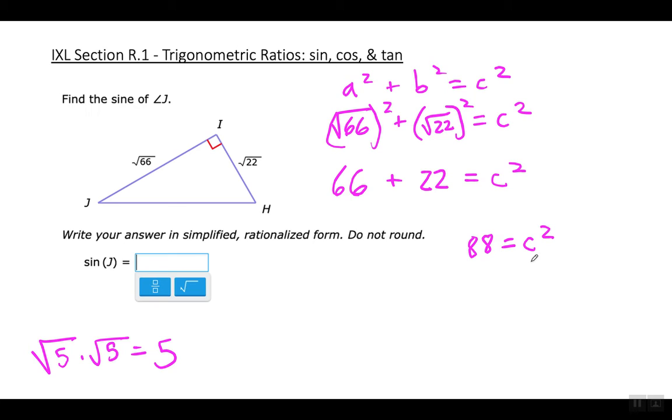So now I'm going to go over how to simplify, because to get c, I've got to get the square root of 88. Okay, now, let me change colors here.